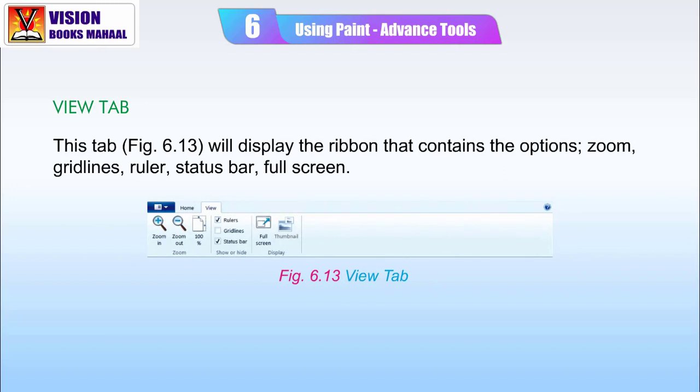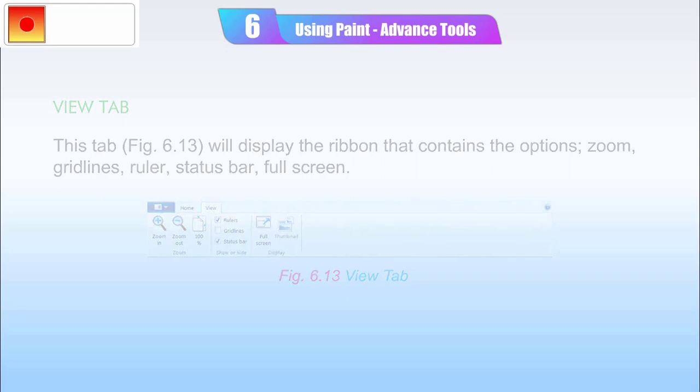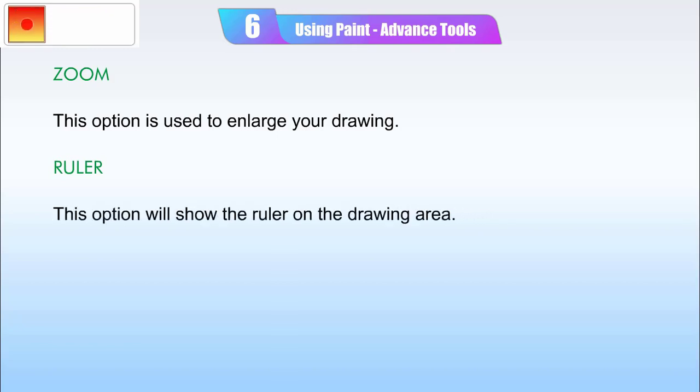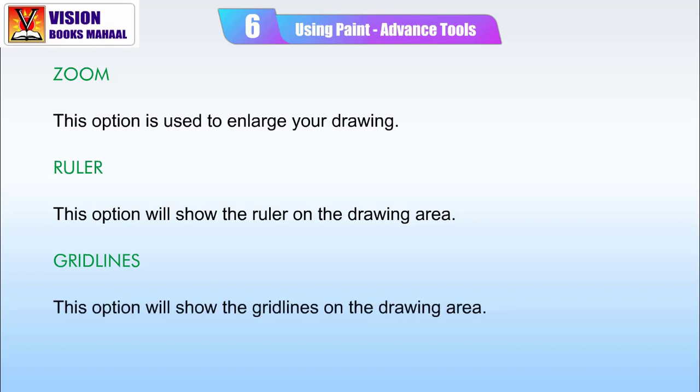View tab. This tab, figure 6.13, will display the ribbon that contains the options zoom, grid lines, ruler, status bar, full screen. Zoom. This option is used to enlarge your drawing. Ruler. This option will show the ruler on the drawing area.